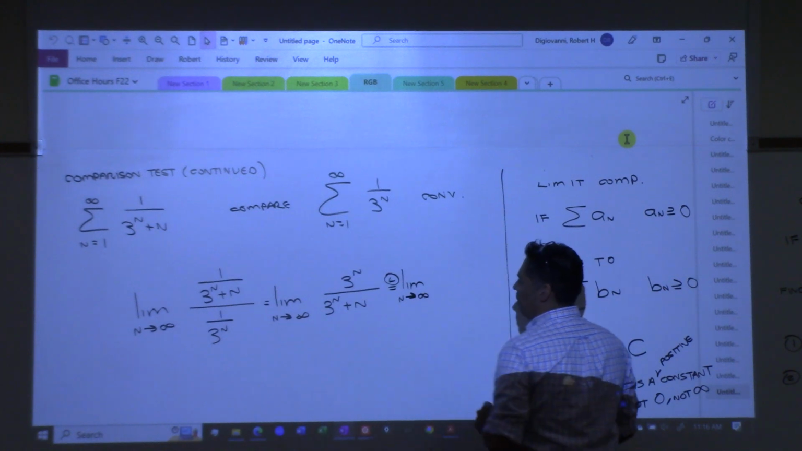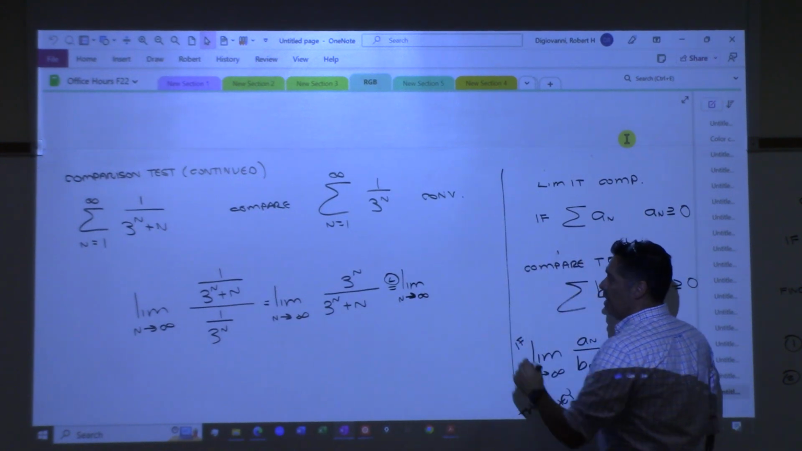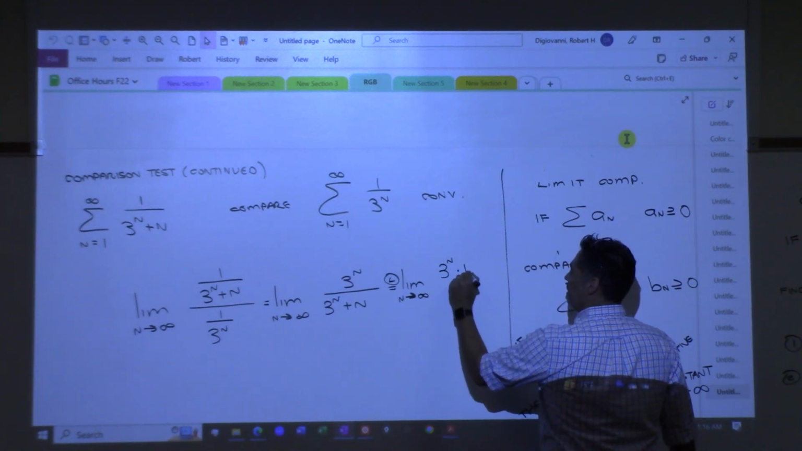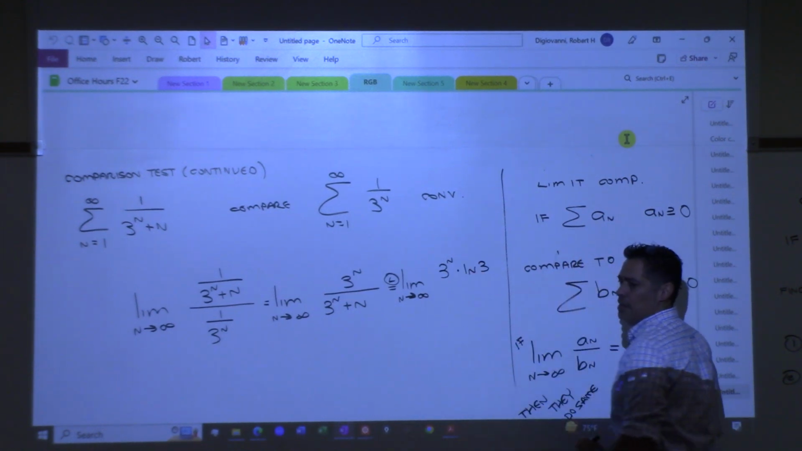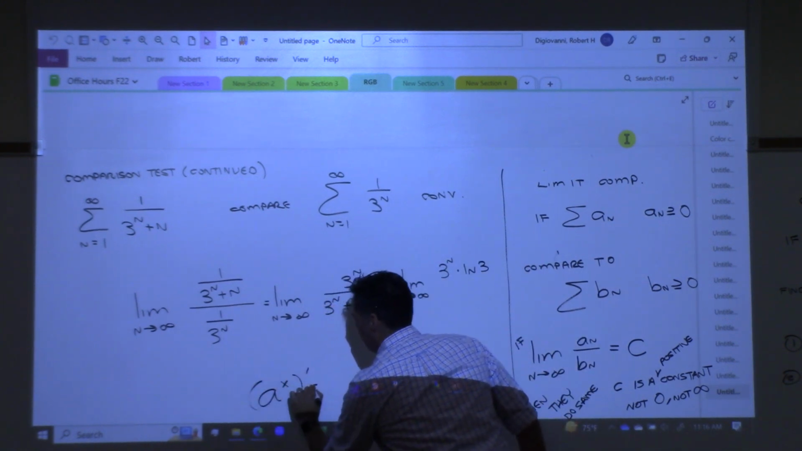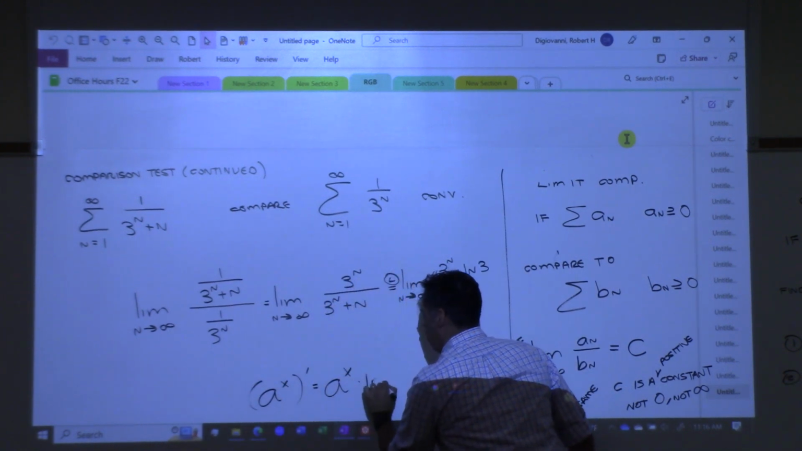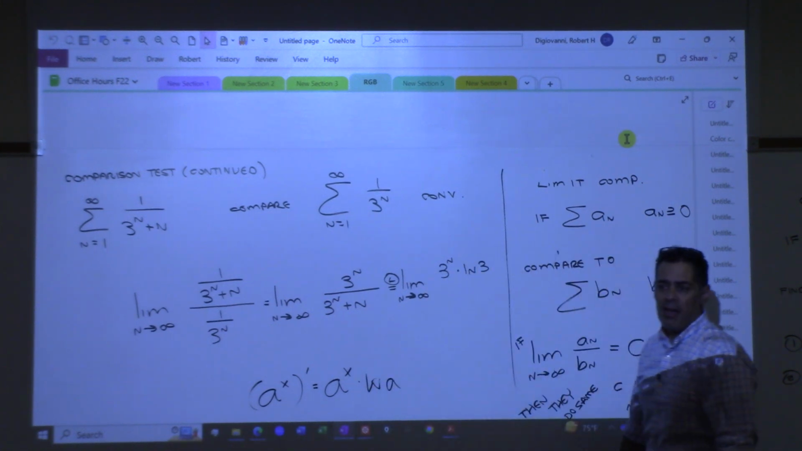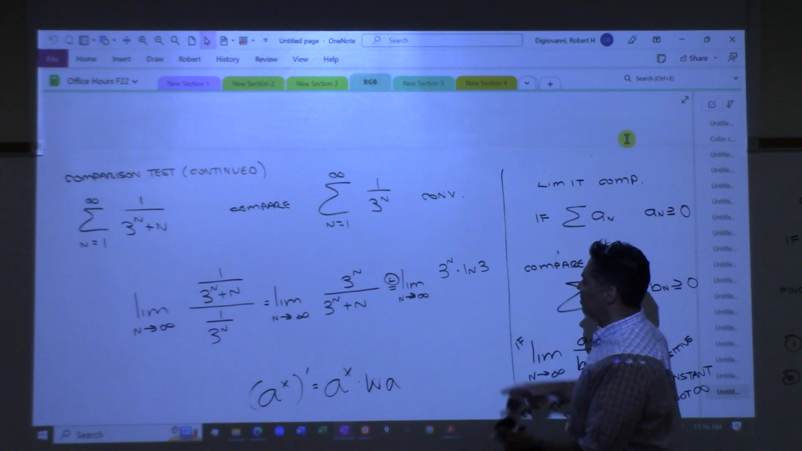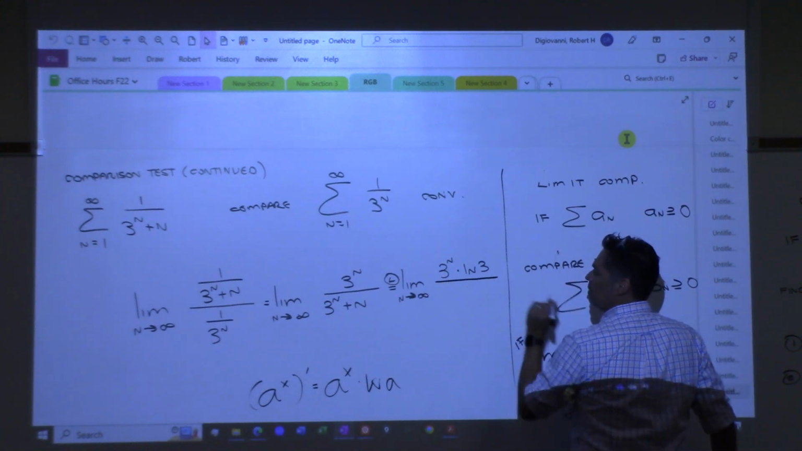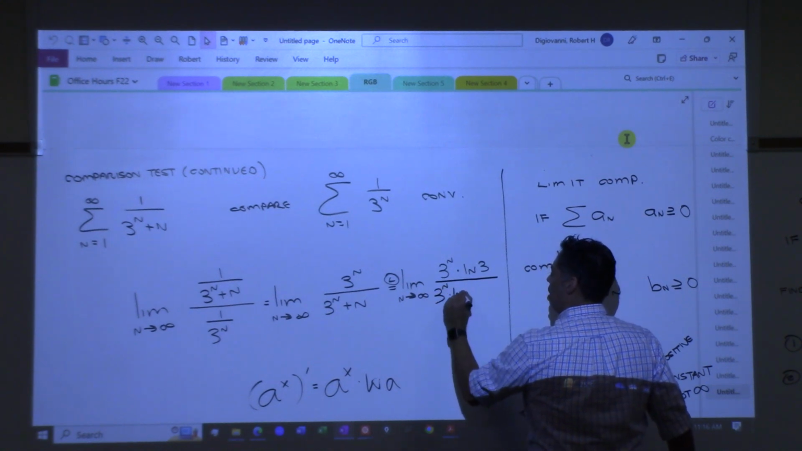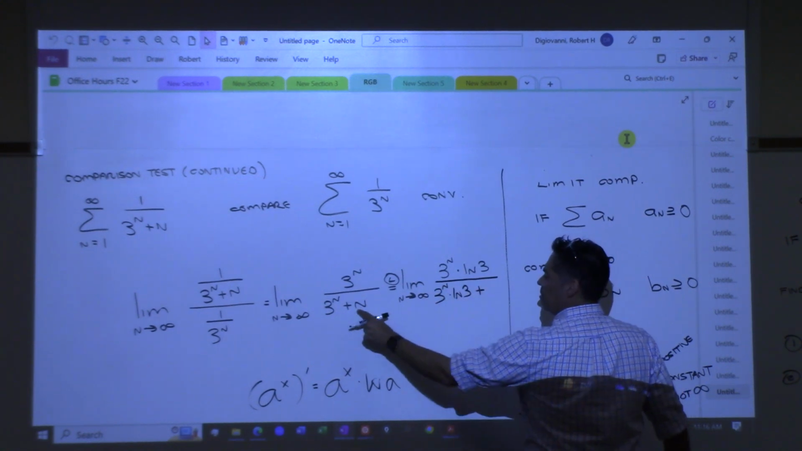All right, now you have to go back to Cal 1. The derivative of 3 to the n is 3 to the n times natural log of 3. So this is back in Cal 1. We had the derivative of a to the x is itself times natural log of a. I'm using that property from Cal 1, taking the derivative of that, becoming this, over the derivative of the bottom, that again is 3 to the n times natural log 3 plus the derivative of n, which is 1.